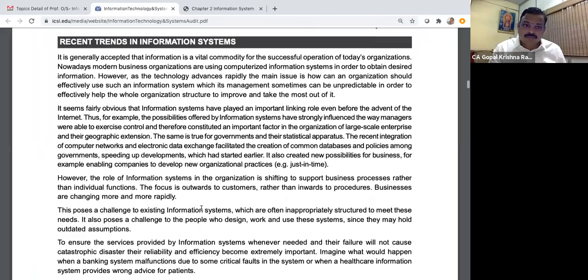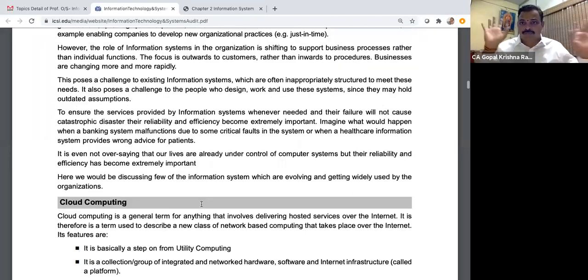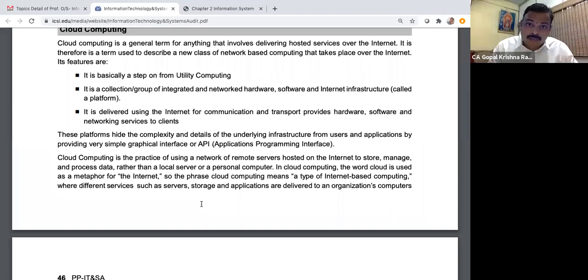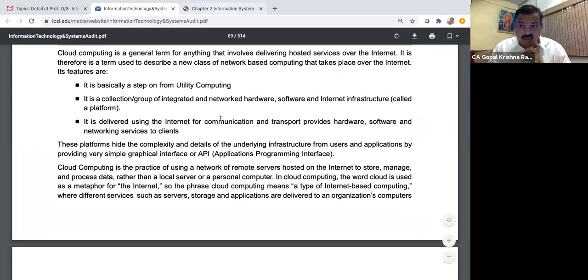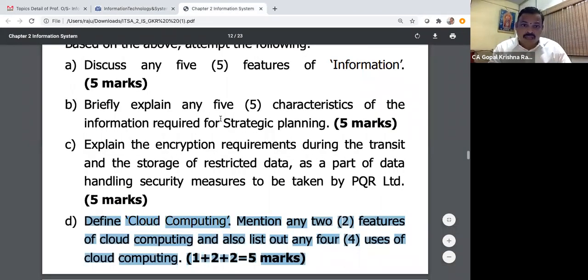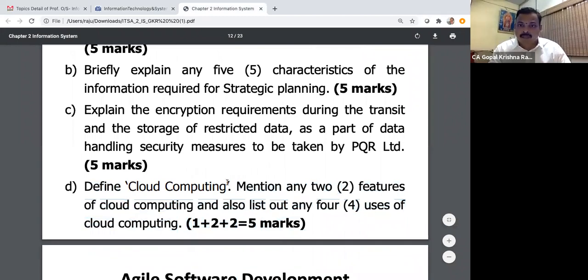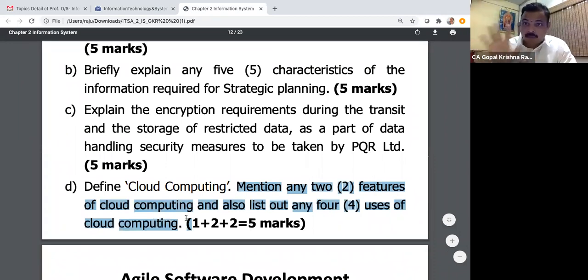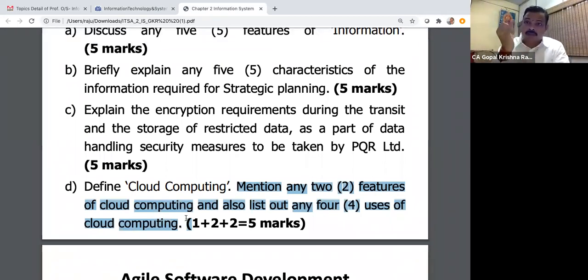And let me first take you to cloud computing. Okay. Now, please look at your questions, guys. This is your question. Define cloud computing. Mention any two features of cloud computing. And list out any four users of cloud computing. Okay. This is the question. And please look here, 1+2+2, a 5 marks question. So sensibly, you have to answer.